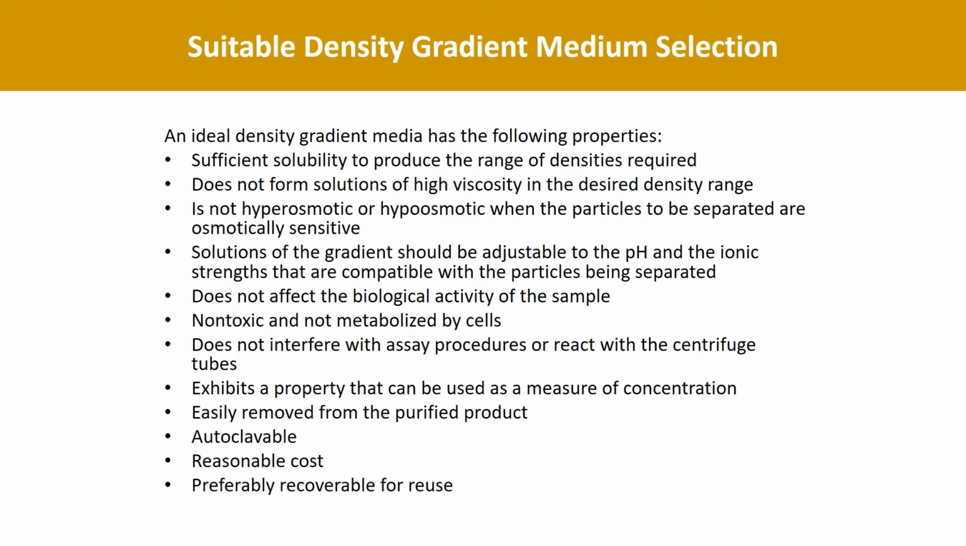Therefore it should be very easily removed from the purified product. We should be able to separate it. Suppose you have a sucrose gradient, you should be able to separate sucrose from that. And we should be able to autoclave it. It should not be very expensive. And finally, we should be able to recover it. It is not use and throw. We should be able to recover it for future use. These are some of the characteristics of a good gradient material. Now remember that there is no gradient material which will meet all these requirements.